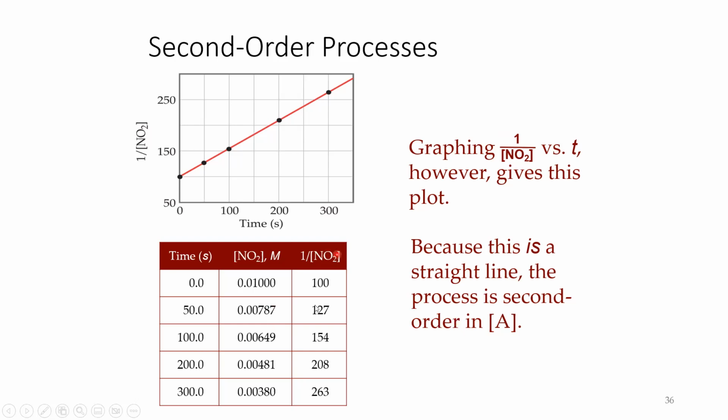Yeah, so if you look at it here, with the changing inverse concentration, from 0 to 50 goes up by 27, from 50 to 100 goes up by 27. And then from 100 to 200, we've doubled the amount of time. So now we see it go up 54. So now we're seeing that straight line, because this is going to be a second order process with these inverse concentrations.